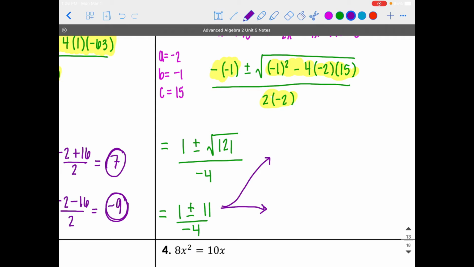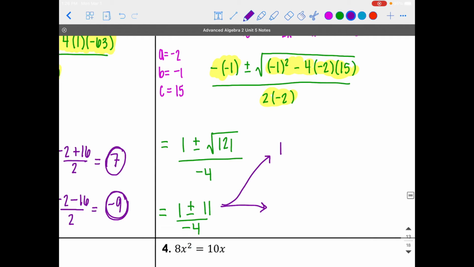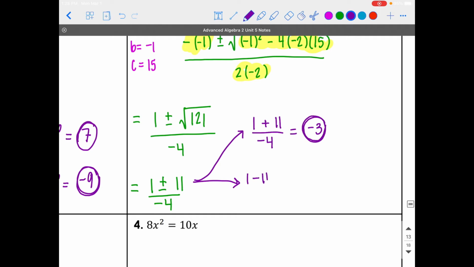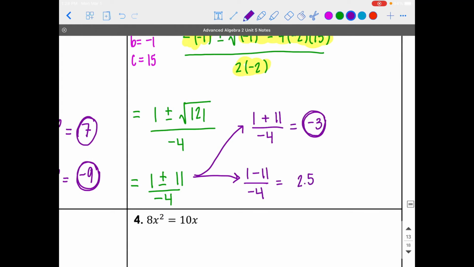So now I'm going to get my 2 answers. I have to do 1 plus 7 divided by -4. That's 12 divided by -4, which is -3. So that's one of the x-intercepts. The other one, 1 minus 11 divided by -4. That would be -10 divided by -4, which is 2.5.